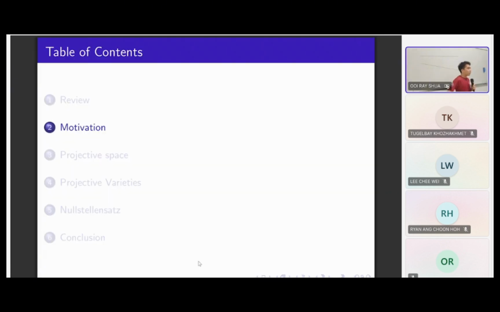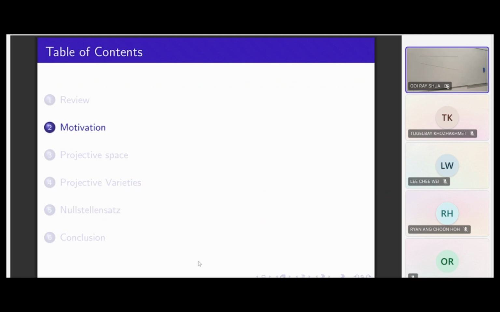Now we are going to our main topic today, which is projective variety. Before that, we'll motivate the idea of projective space. Before that, I'm going to perform a magic trick of sorts. I need some volunteers.